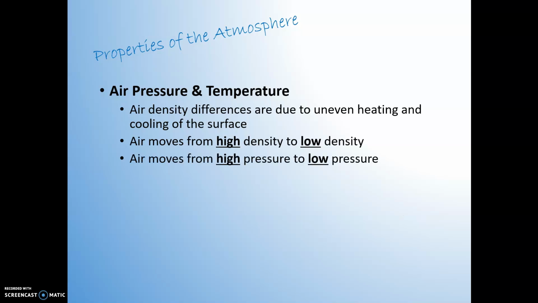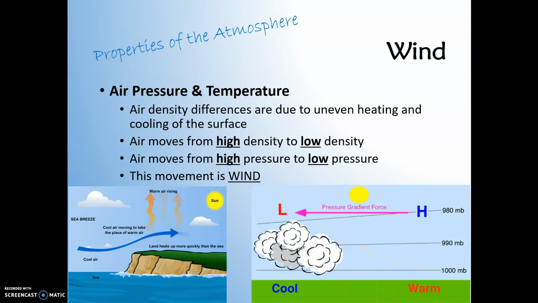And that has to do with pressure. So there's more pressure in cool air, and less pressure in warm air, because they are different densities. This causes wind. This movement from high pressure to low pressure is wind. So that's really what's causing the air to blow around you.